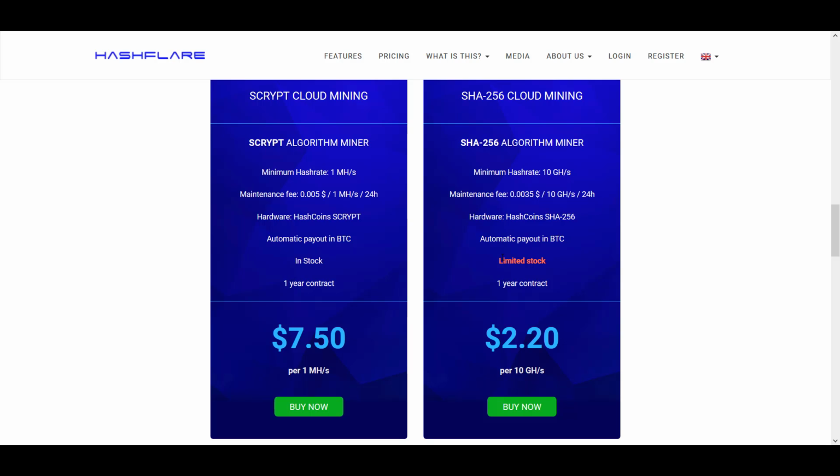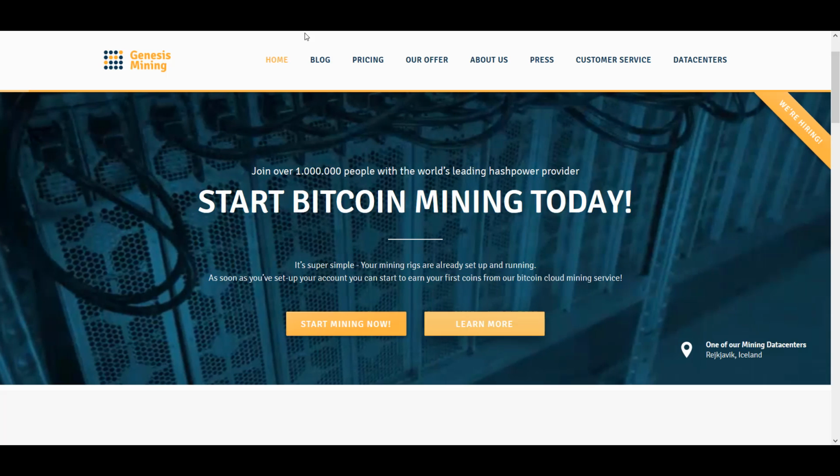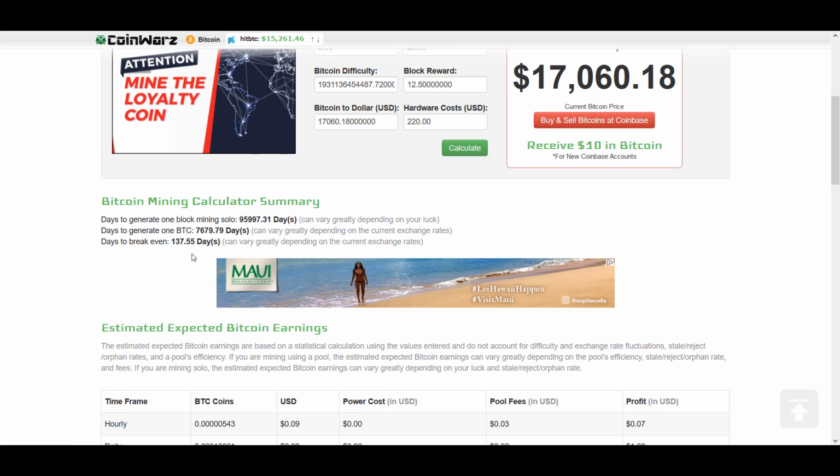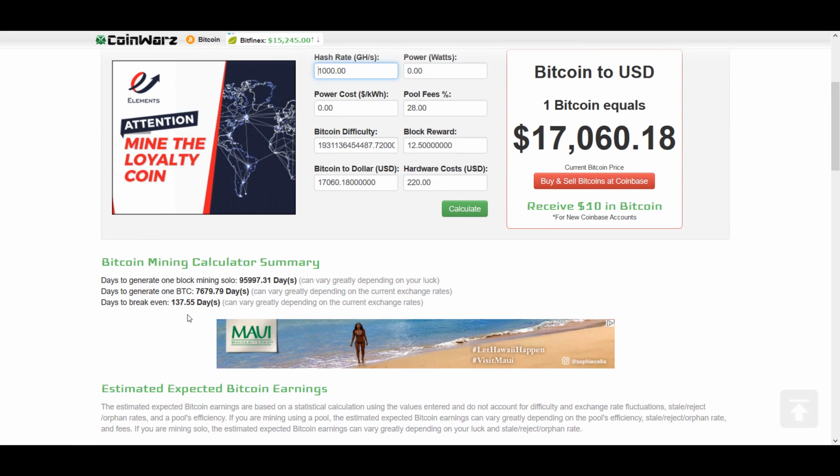Currently, HashFlare is more expensive, but they have contracts available. However, their contracts are 1-year contracts. Now, some people don't mind it because they're like, hey, I'm going to break even in 137 days, so then I've got the rest of the year to be profitable.